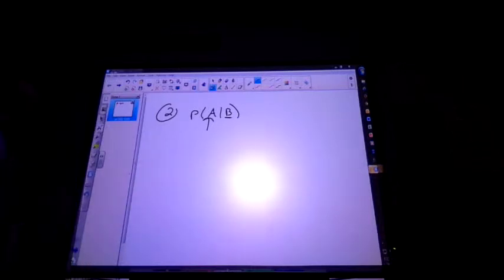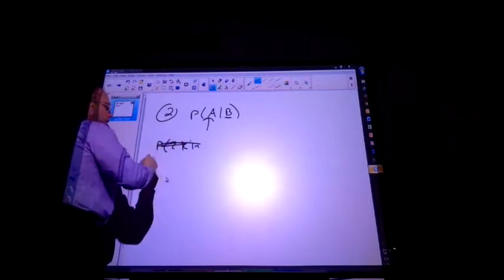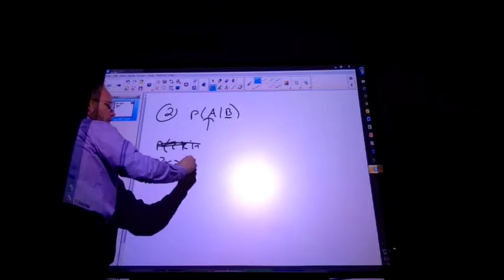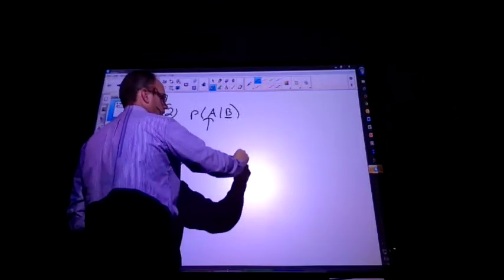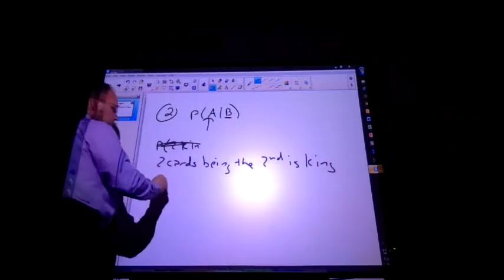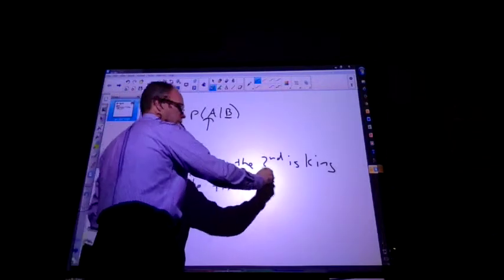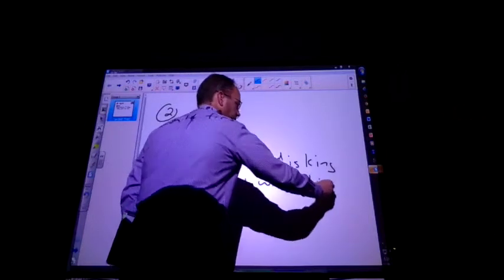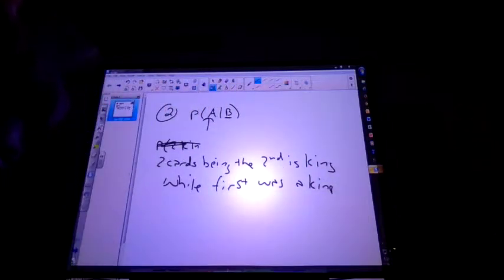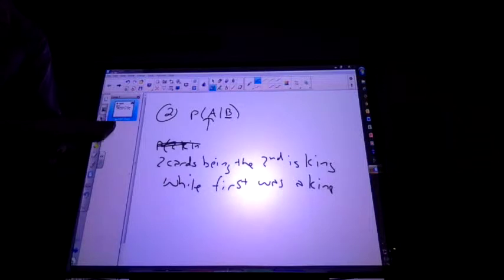It sounds kind of funny. So let's say we want to know the probability of drawing 2 cards, the second one being a king, while the first was already a king. The best way to think about it: I throw you 2 cards, 1, 2. I say, look at the first card. If it's a king, we're going to continue on this adventure. If it's not a king, we're not even going to worry about it, so you just give them both back to me.